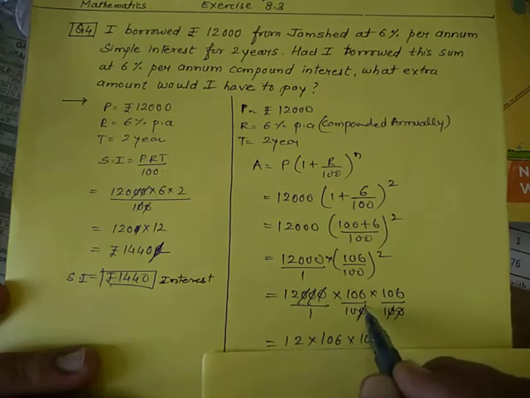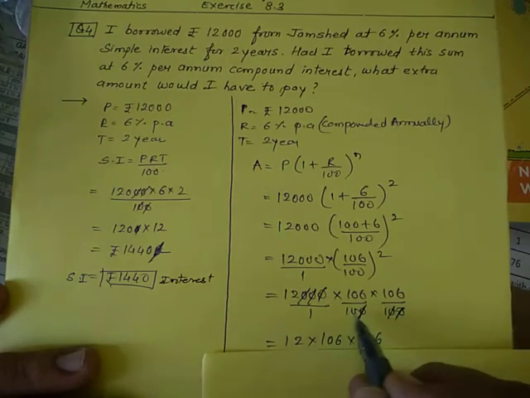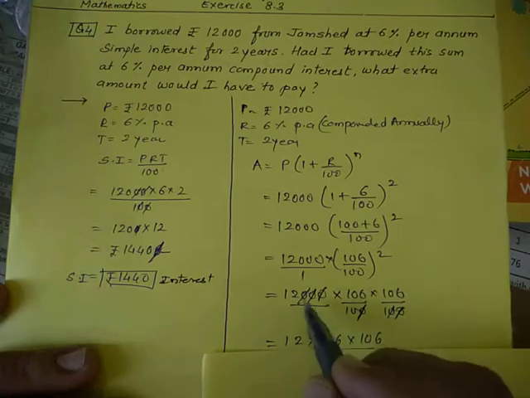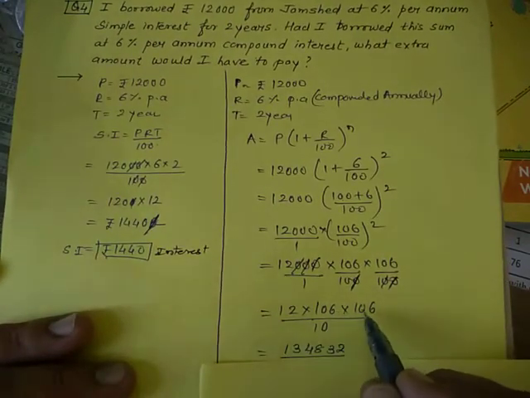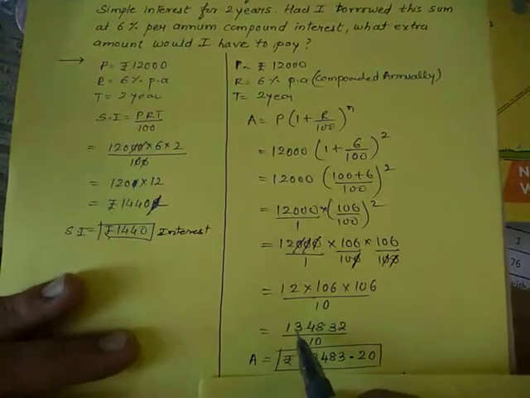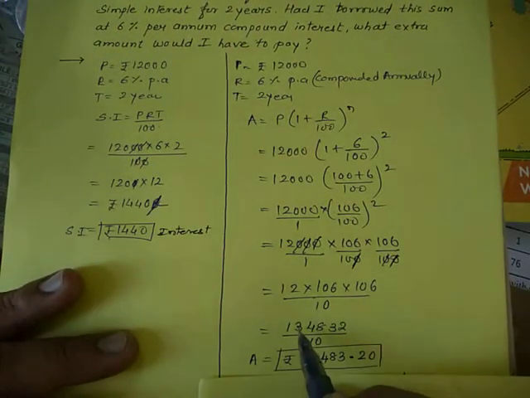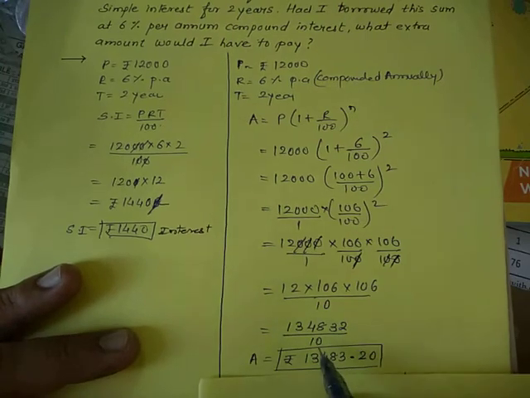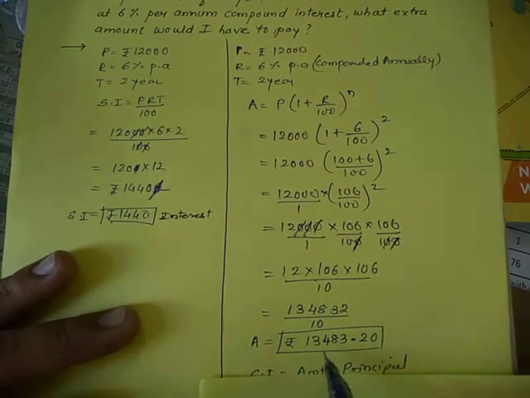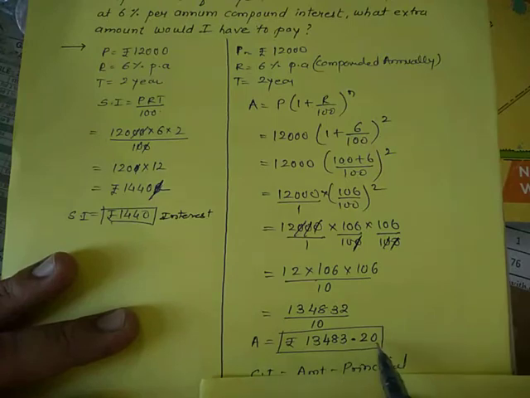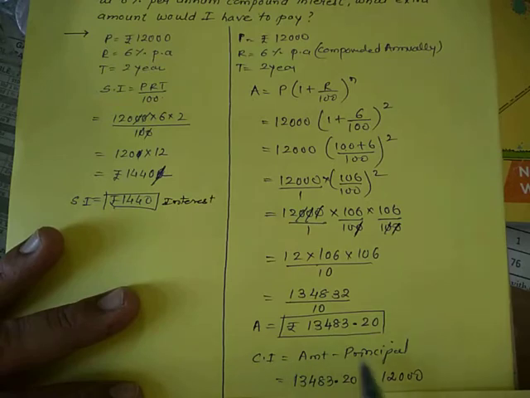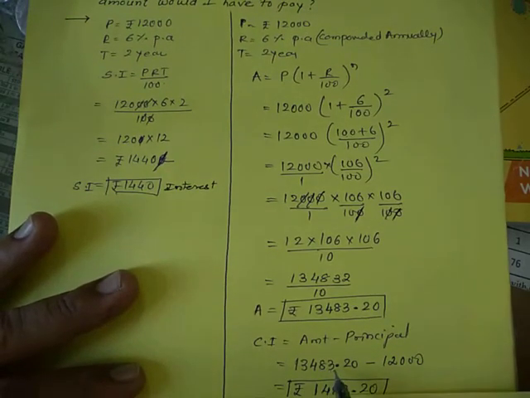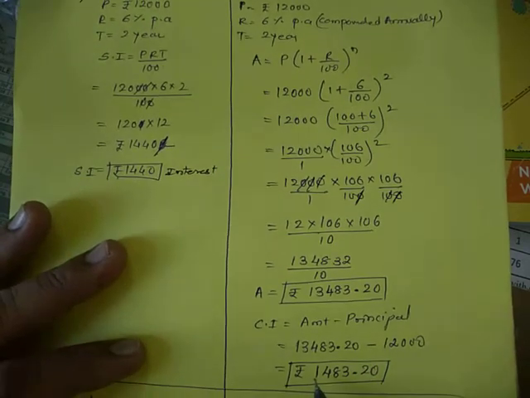Now I cancel the 0s, 0 0 0 have been cancelled, okay, so one 0 of the 10 is left over here. Now 12 into 106 into 106, if I multiply all these 3, it will be this much, and if I still divide by 10, it will be 13,483.20 paise. So this is the amount. So compound interest will be amount minus principal. So 13,483.20 minus 12,000.